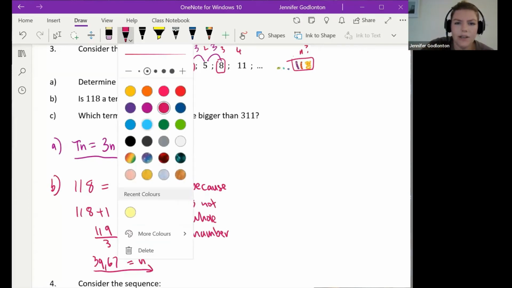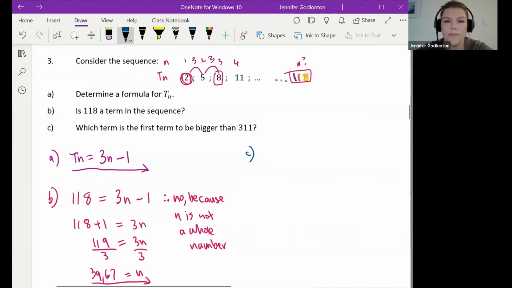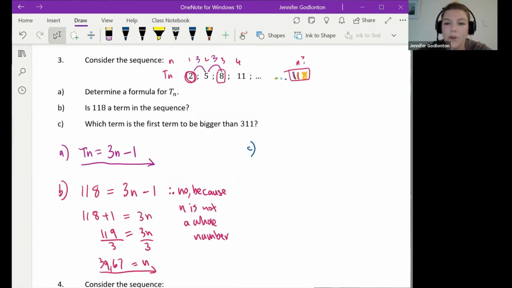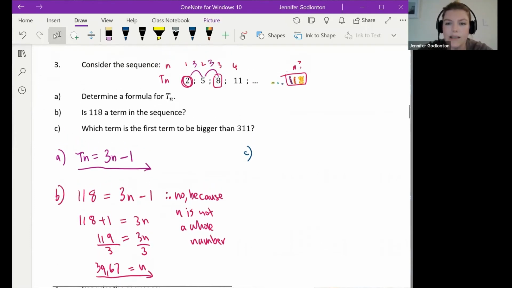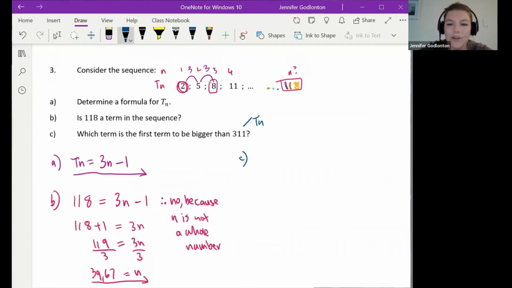Okay, and I think we had a volunteer who was going to talk us through C. MK, yes, come join us. Tell me what to do. Okay, so what I did was I made my 311 my Tn. Good, that's an excellent start. So 311 is equal to 3n minus 1. Next step. Yes, and then I took the 1 across the equal sign, so it became 311 plus 1.